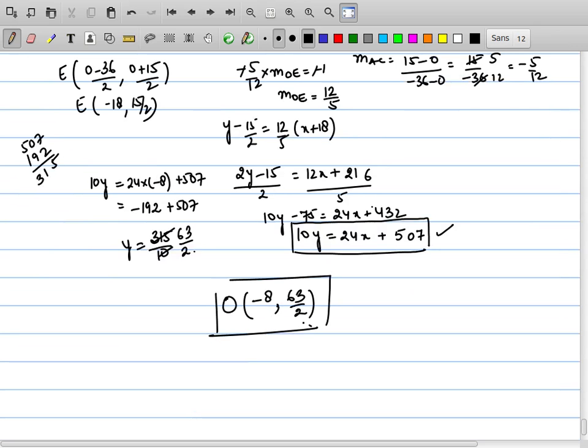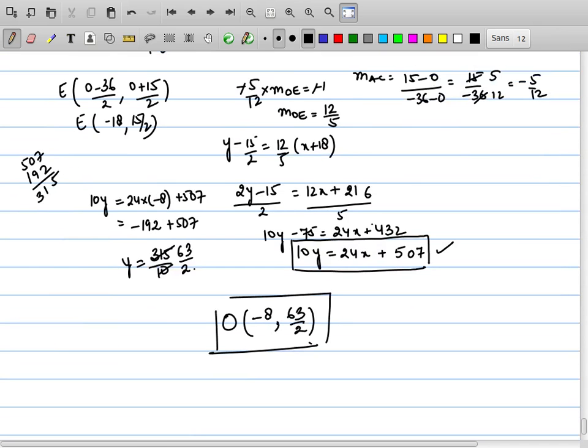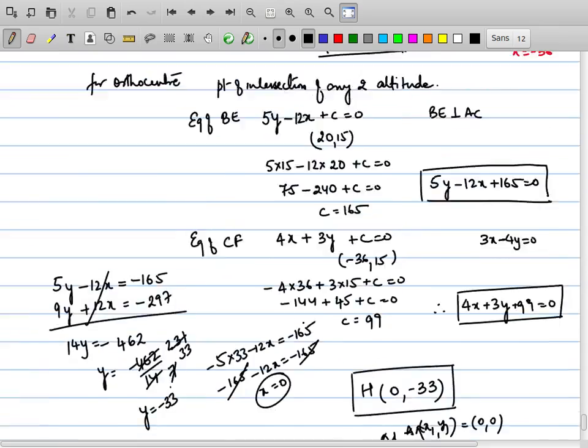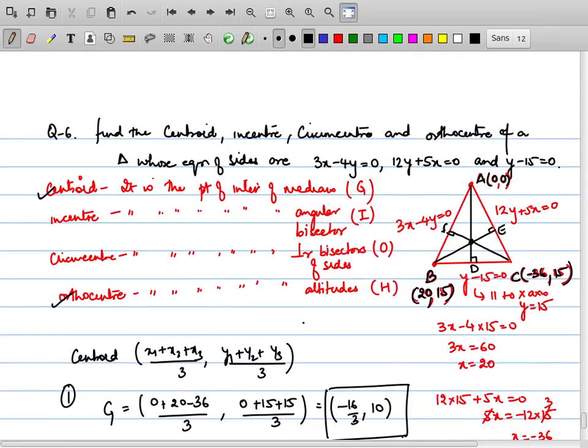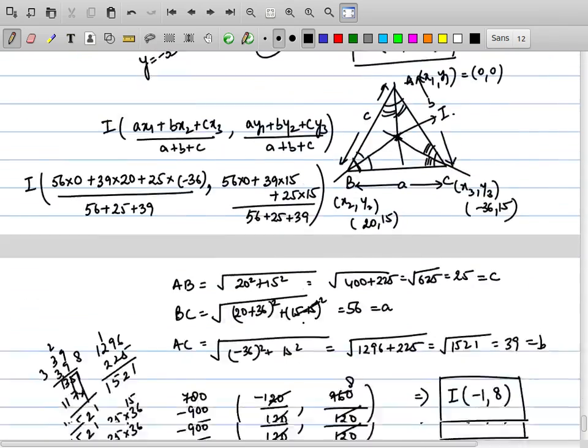This is the circumcenter of the triangle. I hope you've understood this question. This was a little long question because it had 4 parts in it, but it is very important from the understanding point of view.